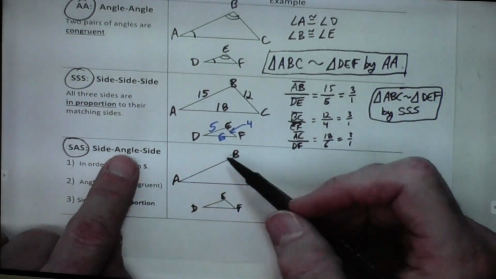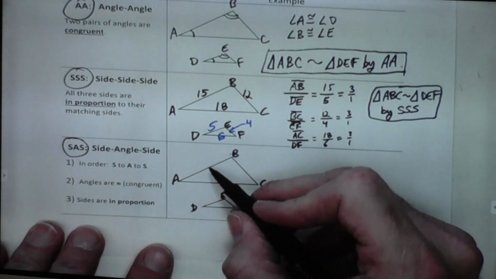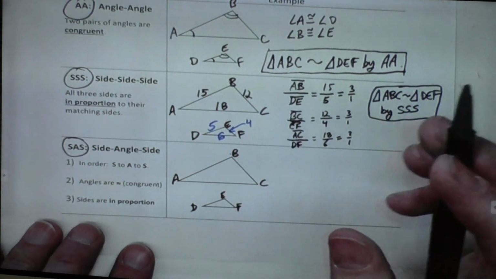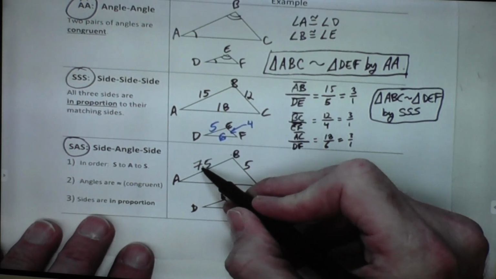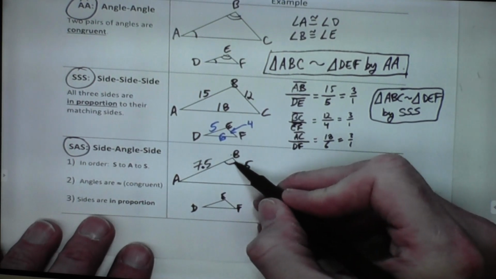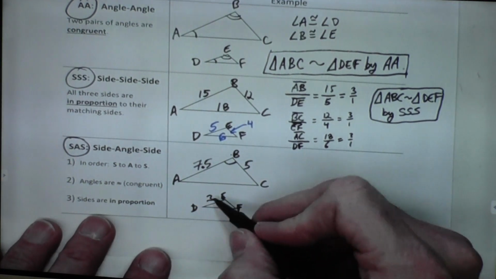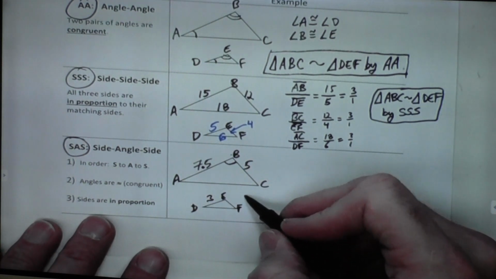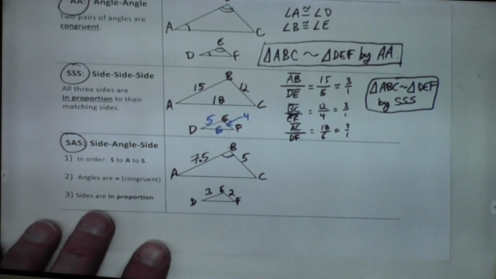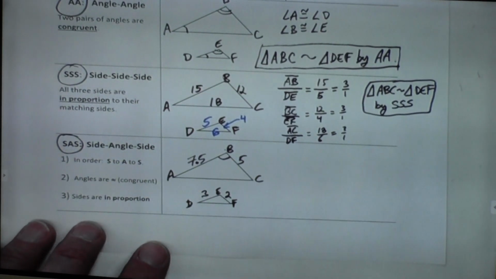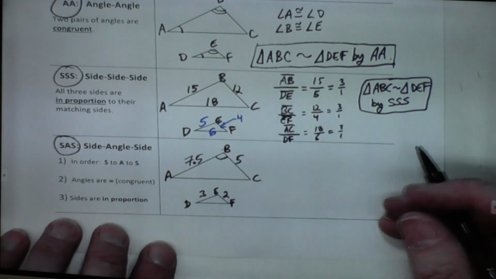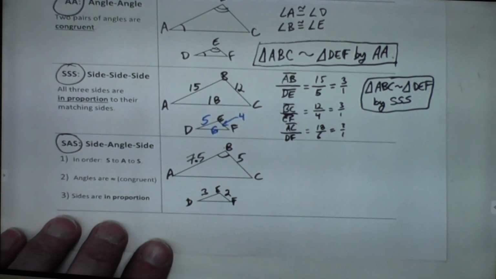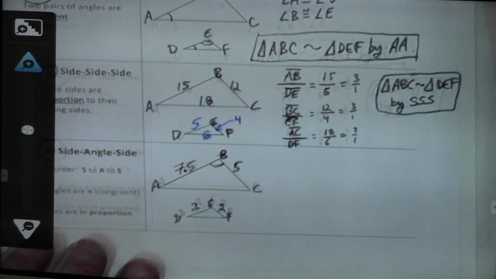So side angle side means that one side, let's give this information. I'm going to say 7.5 here. Let's put the info in here first. 3 and 2. Okay. In this case, I think I'm going to do what you were saying, and I'm going to show it with the smaller one on top, just because. Why not? Yes, AJ. Is the angles congruent? Oh, yes, it is.